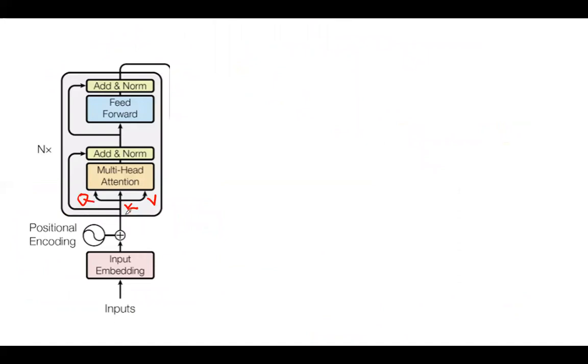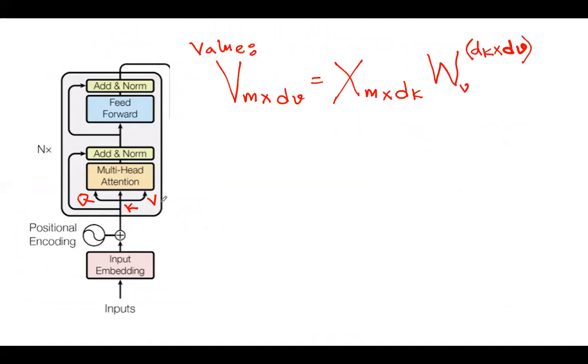We have Q, K, and V matrices. Then we have the V matrix. The V matrix is the value matrix. So the dimensionality of the V matrix, as you can see here, how would you obtain the V matrix? You just take your input data X, which was over here, and you project it onto this W, V, right?